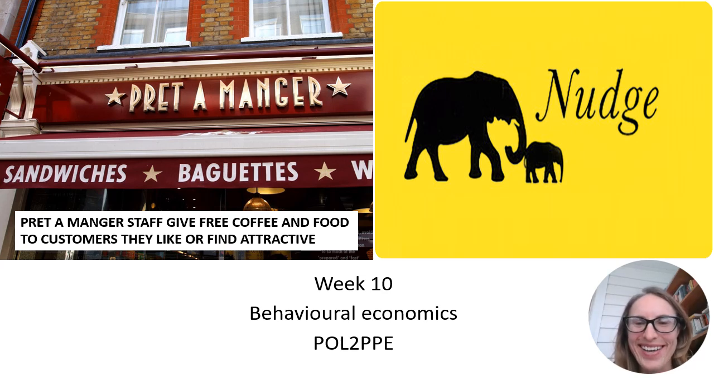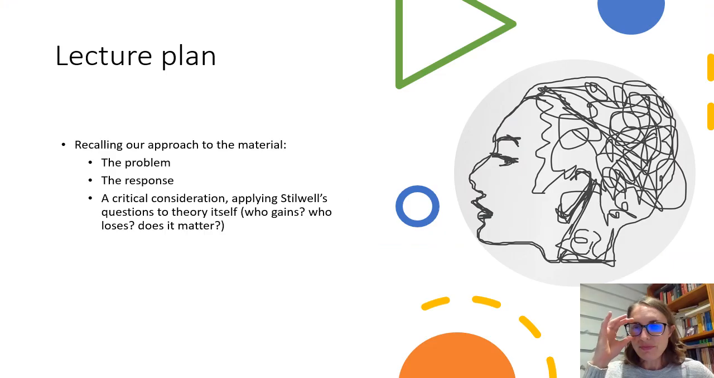Welcome to week 10. This week we're going to look at behavioural economics. As we do each week, we'll begin with our account of the problem. We'll try and situate this in relation to the other problems that we've considered so far, and then we'll look at the response. We'll look at how behavioural economists have responded to their problem. And we'll spend a bit more time this week than we normally do on the critical consideration, applying Stilwell's questions to theory itself. Who gains, who loses, doesn't matter.